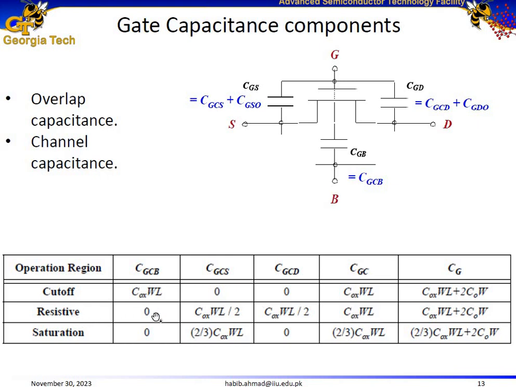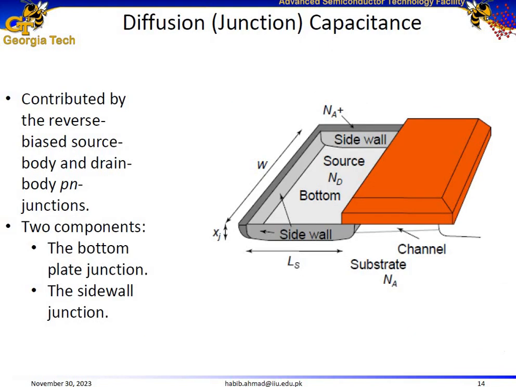In resistive mode of operation, the gate to bulk channel capacitance is 0, and this capacitance is distributed equally over the gate to source and the gate to drain channel capacitance. So adding up these two and then adding the overlap capacitances to it for resistive mode of operation. In saturation, the gate to bulk channel capacitance is 0. Similarly, the gate to drain channel capacitance is 0. We just have to account for the gate to channel capacitance and add it with the overlap capacitance. Now that covers the gate capacitances.